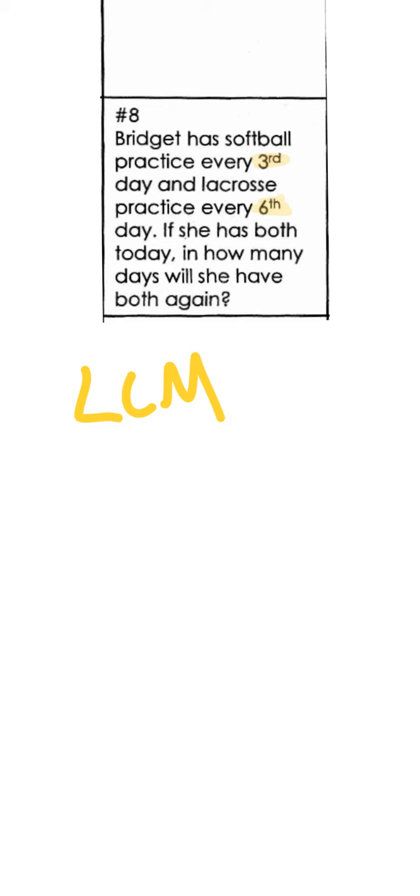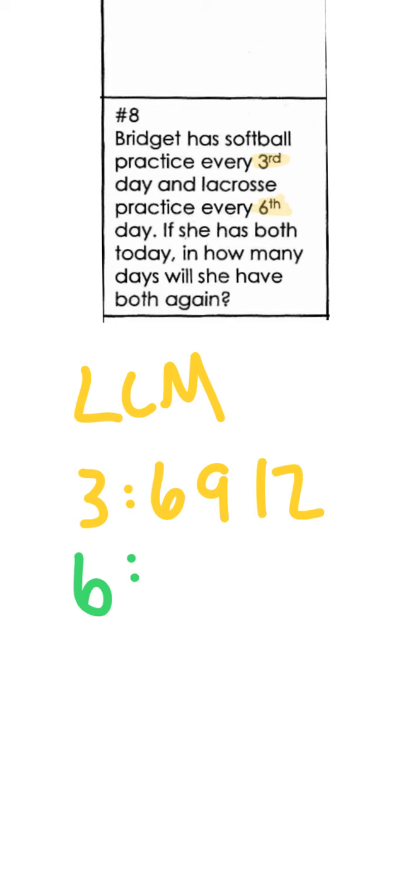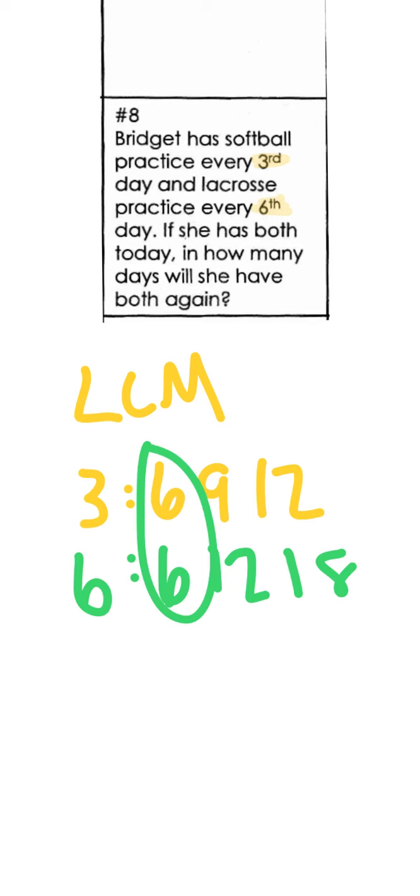So you can either skip count, like 3, 6, 9, 12, and then do it again for the second day, which was 6. So that would be 6, 12, 18, right? And then what's the first day that occurs in both of them? That would be the 6. And how many days will it happen again? It'll be in 6 days.